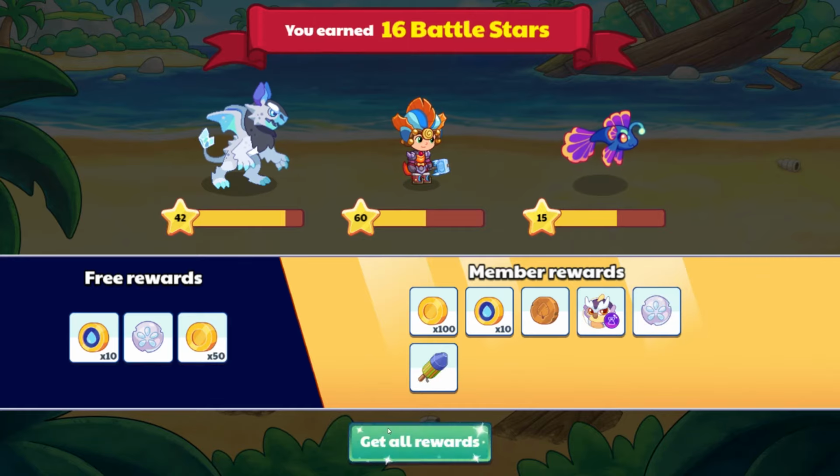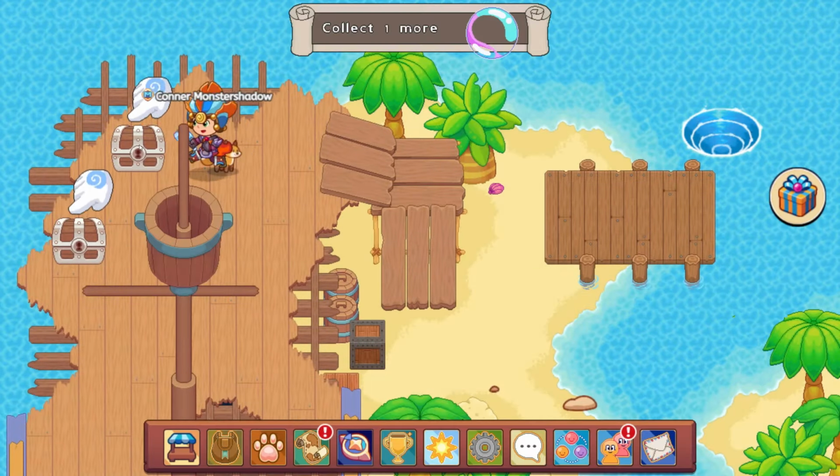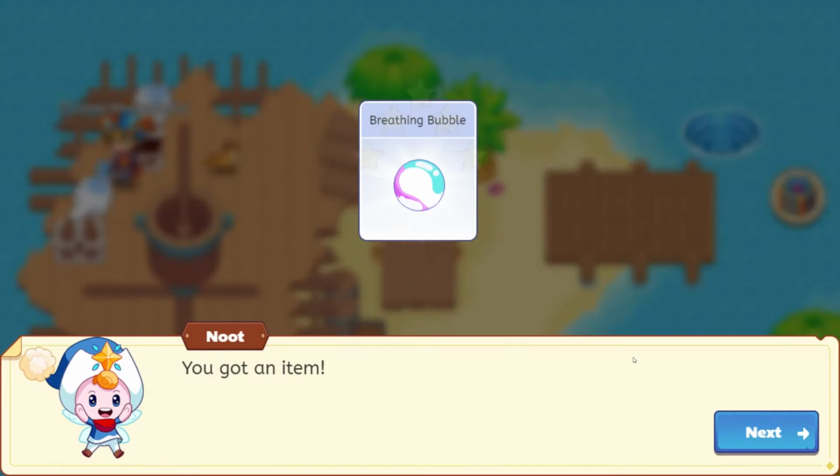All right, and let's get all of our rewards. And we have to still collect one more bubble, and there it is. Nice. There's our breathing bubble.